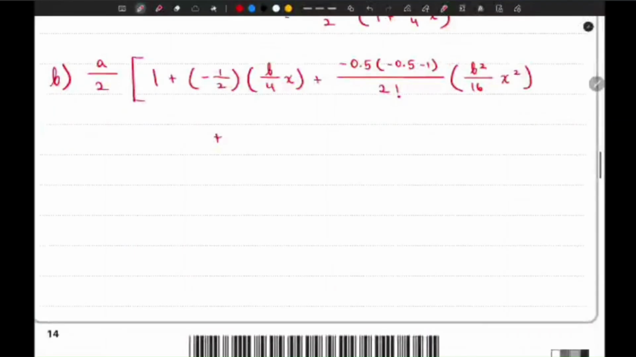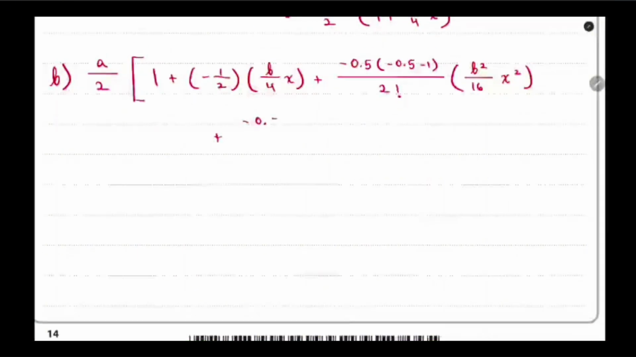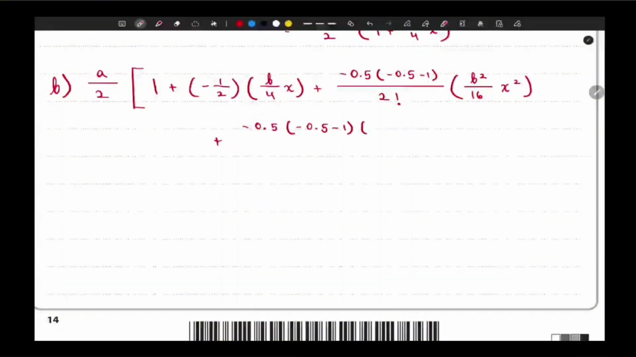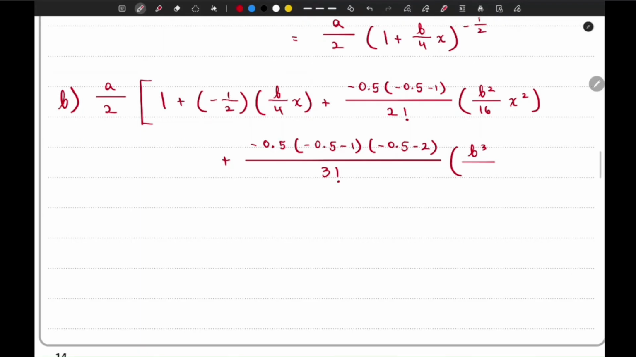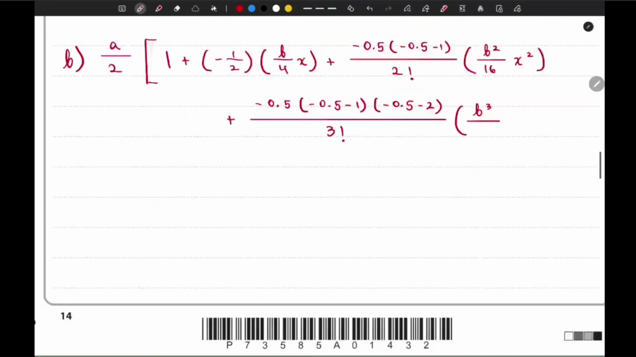plus n times (n minus 1) times (n minus 2) divided by 3 factorial x cubed. So this will be b cubed divided by 4 cubed, which is 64, times x cubed. And we can't expand up to this part because we need the expansion up to x cubed.